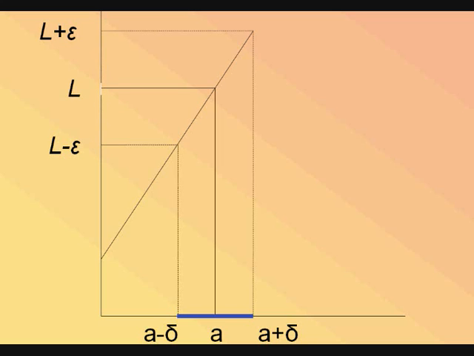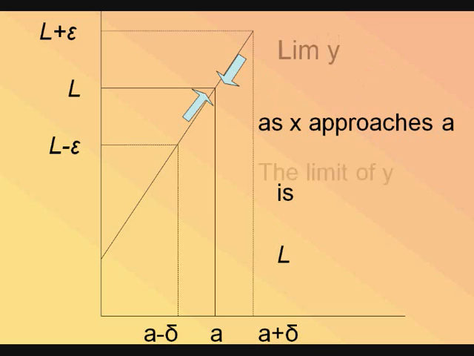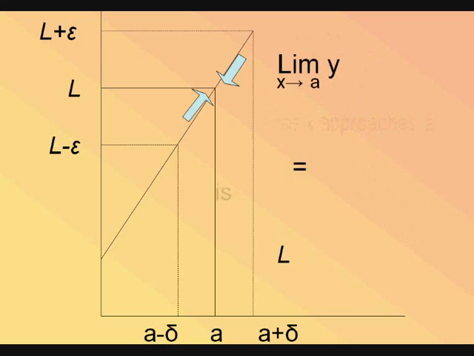as x approaches a. That is, the limit of the y value as x approaches a will be equal to L. You can see the arrow marks, that is, it approaches L around the value of x equal to a. This in notation is written like this: limit of y as x tends to a is equal to L.